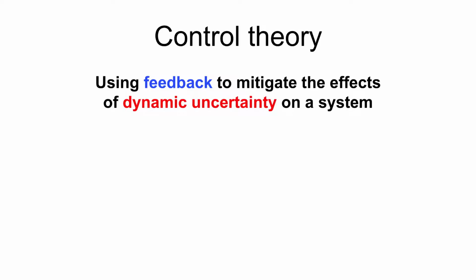So control theory. If I had to describe that in one sentence, it would be the use of feedback to mitigate the effects of dynamic uncertainty on a system. So undesirable effects due to things that we can't predict. So I'm going to use a really simple toy example here to introduce some of the basic concepts. And one of the things that I want to contrast is the idea between a stabilizing controller and an optimal controller. And what I mean by that, I'll make clear in a few slides.